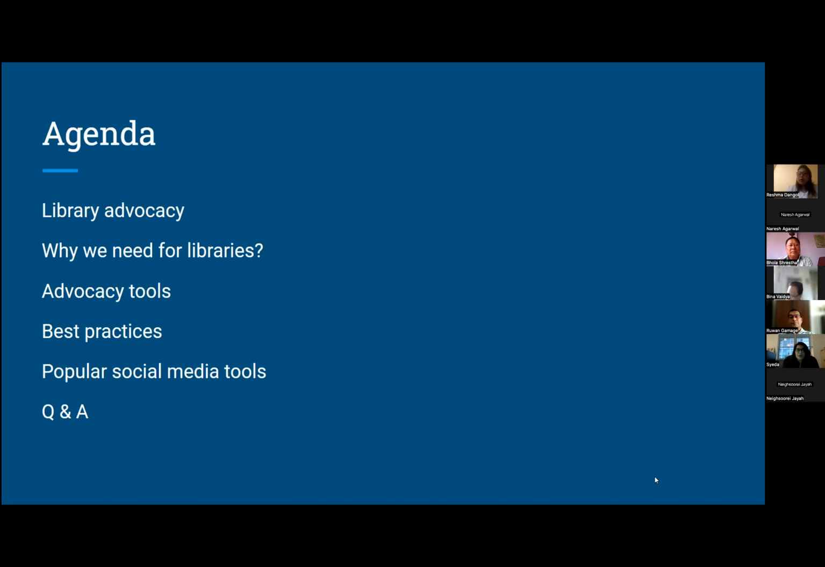First, I know everybody knows what library advocacy is, but just to give a snapshot and overview of what library advocacy actually is and why we need advocacy for libraries, I'm just going to pop up some of the basic needs. Then I'm going to talk about the advocacy tools which can be actionable in the library environment. Then I'm going to share one or two best practice examples from libraries. Then I'll talk about some popular social media tools which we can use as advocacy tools. Later we can have questions and answers if we have time.